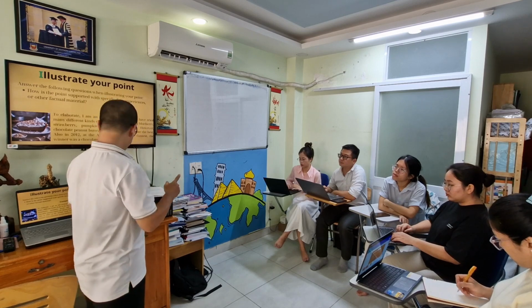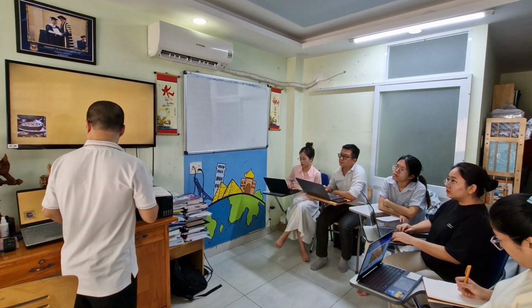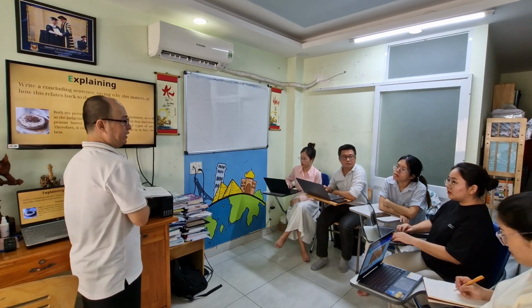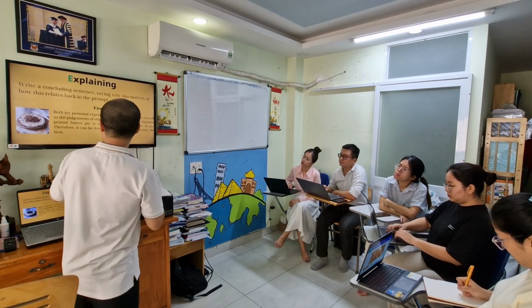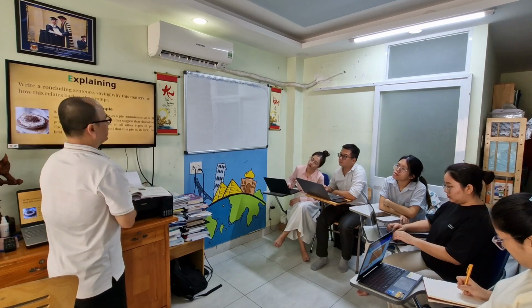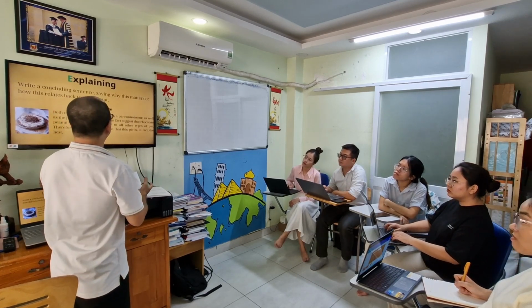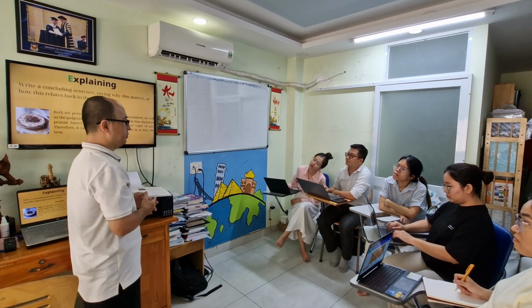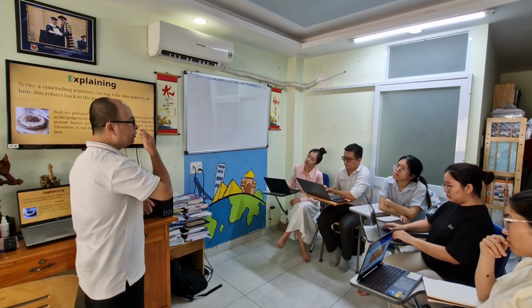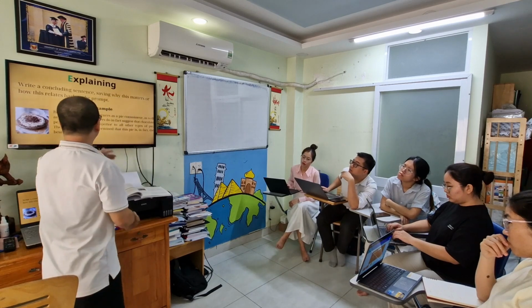And the last one is explaining. So how do you explain here? So you write a concluding sentence, right? Saying that's why these methods or how this relates back to the prompt. Okay? Now, the example.